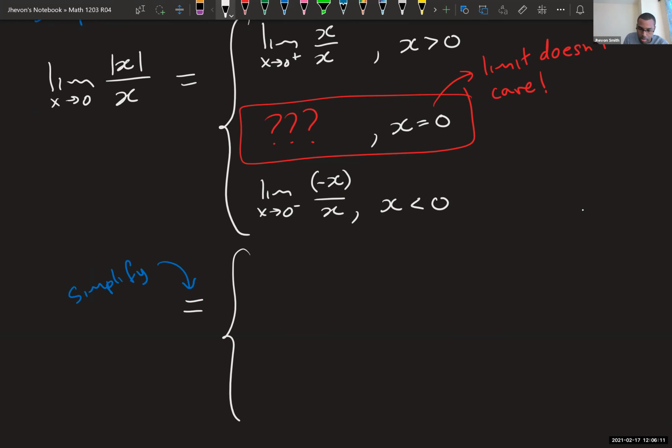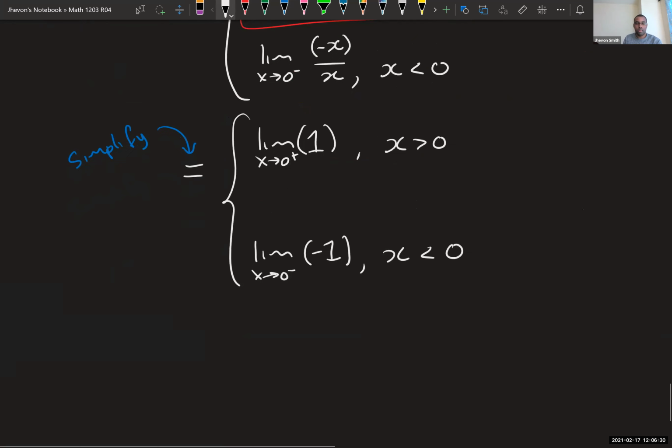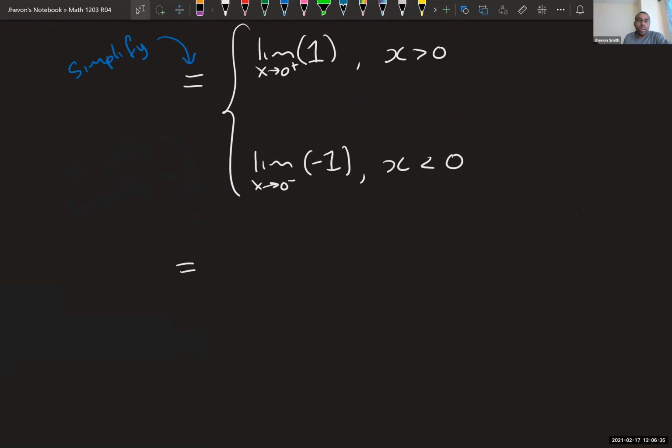In the first case, I'm just looking at the limit of 1, right? So that's just the limit of 1. In the case that my x is positive, and in the case that my x is negative, I'm looking at the limit of -1. Okay? So what is the limit of 1? It's 1.